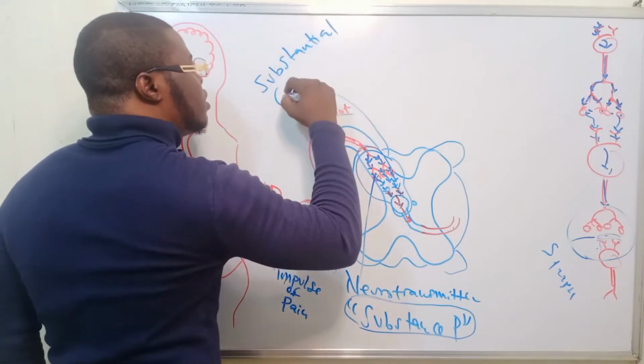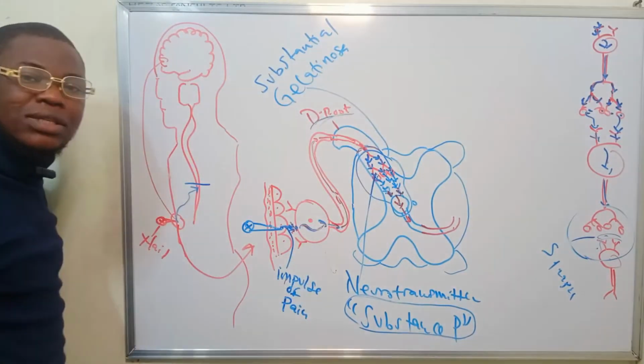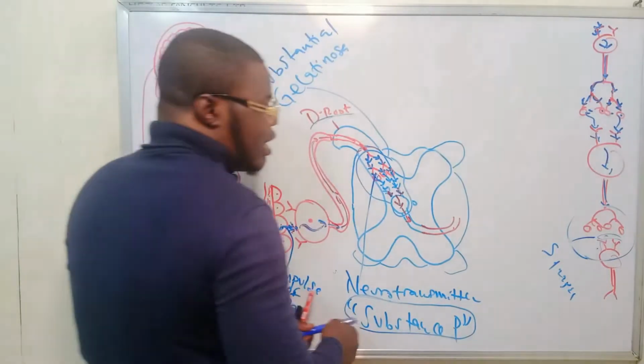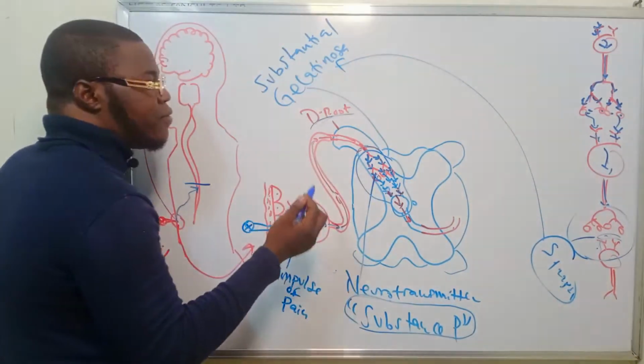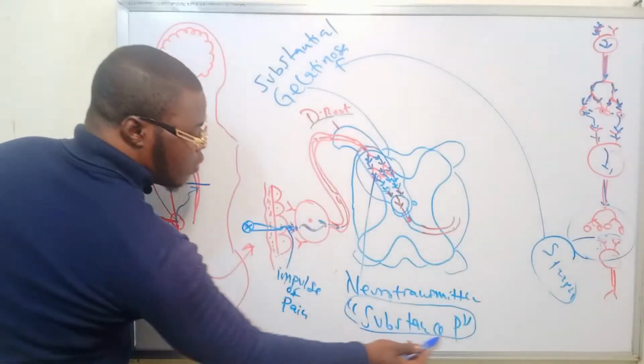Substantia what? Gelatinosa. As simple as that. So instead of calling it a synapse, you call it the substantia gelatinosa. And instead of calling these neurotransmitters just neurotransmitter, you call them what here? You call them substance P.